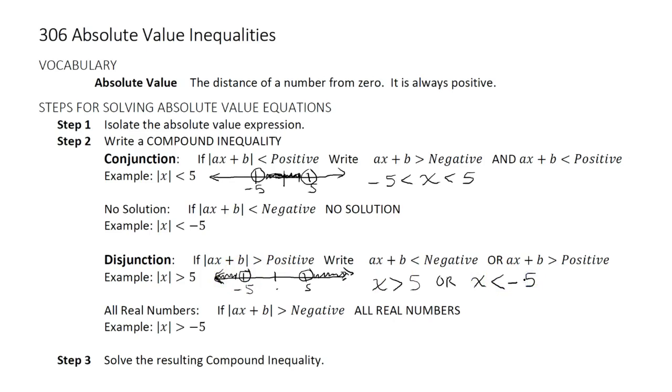There are also two special cases. In the first case, we have an absolute value less than a negative number. This is impossible, so we have no solution. The other special case is when the absolute value is bigger than a negative number. Well, all absolute values are bigger than negative numbers, so that's all real numbers. These are our basic principles. Now let's look at some actual examples.